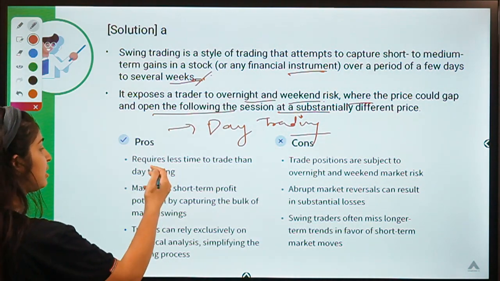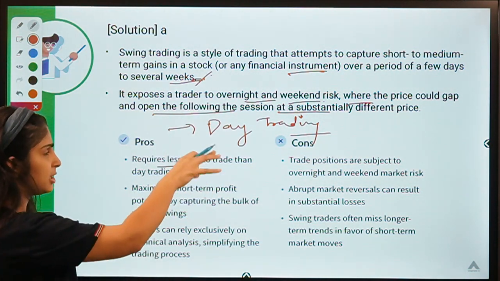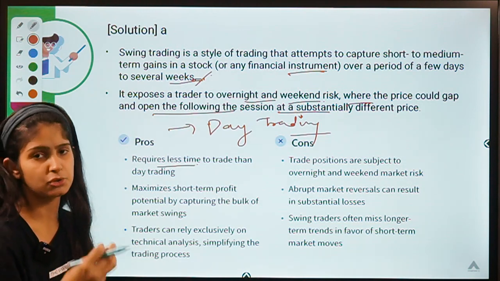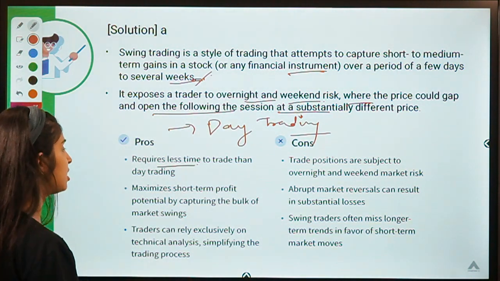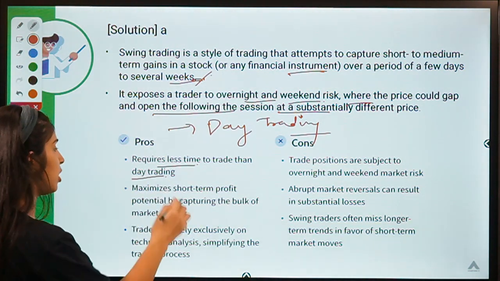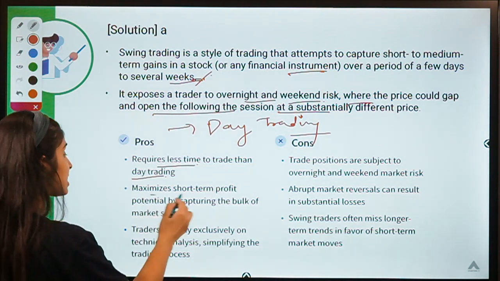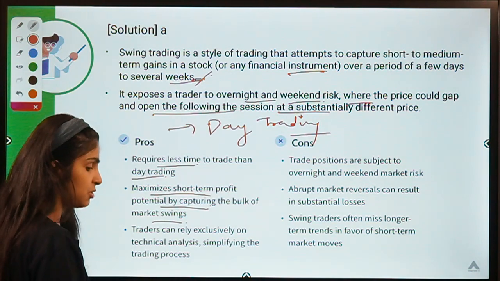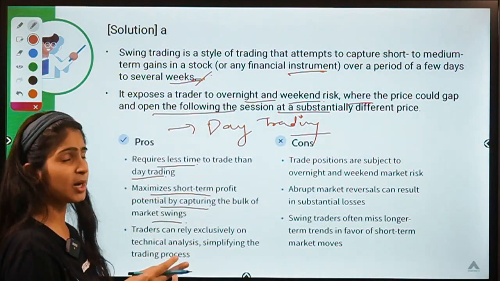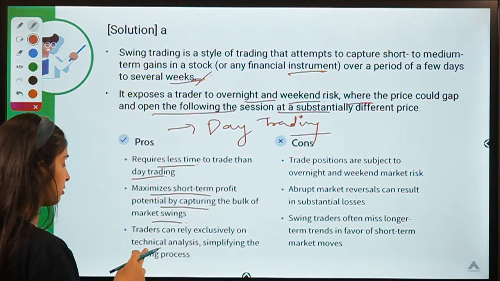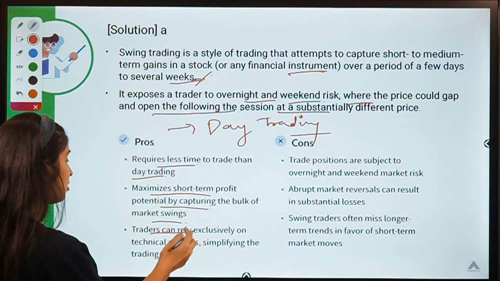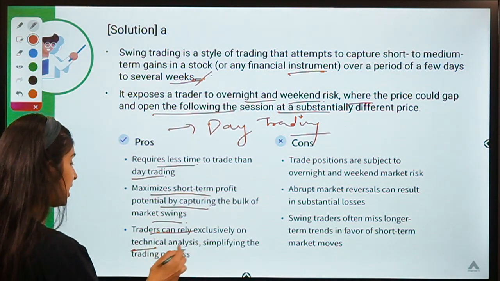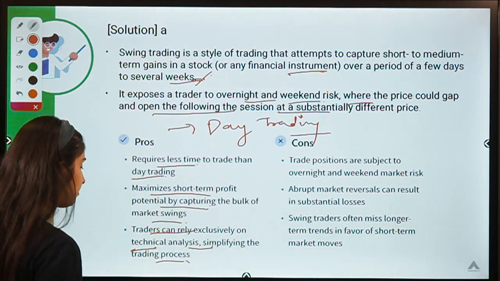Pros of swing trading: it takes less time, because obviously they do not have the compulsion to close or square off the position in the day itself. It maximizes short-term profit by capturing the bulk of market swings, trying to analyze the mood of the market and then trying to benefit from it. Traders can rely exclusively on technical analysis, simplifying the trading process.